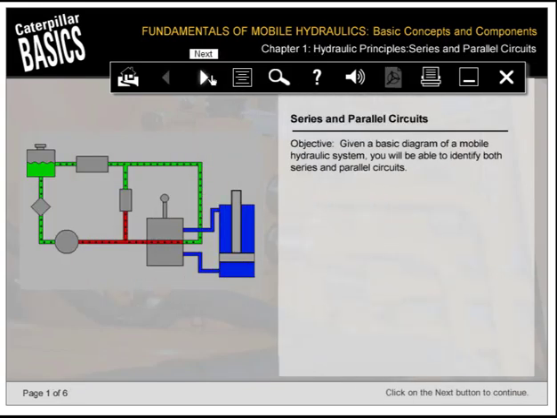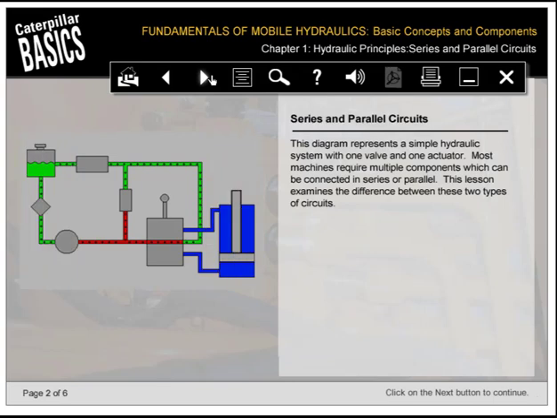Objective. Given a basic diagram of a mobile hydraulic system, you'll be able to identify both series and parallel circuits. This diagram represents a simple hydraulic system with one valve and one actuator. Most machines require multiple components which can be connected in series or parallel. This lesson examines the difference between these two types of circuits.